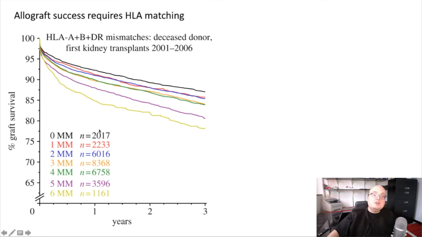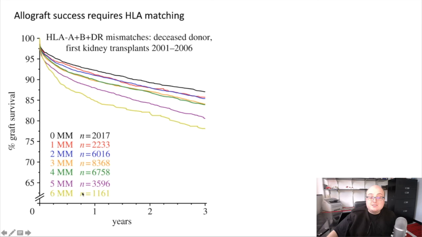And so what you can see is that patients who received a graft from a person with no mismatches, so perhaps an identical twin, or in this case, somebody who at least had identical alleles for all 3 of these HLAs, they do the best. So if we follow their survival over time, we see that by the end of year 3, still something like 87-ish% of them still have graft survival at that time.